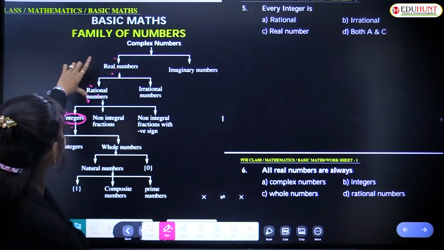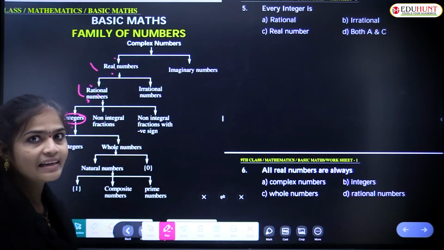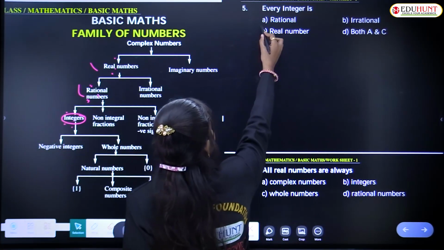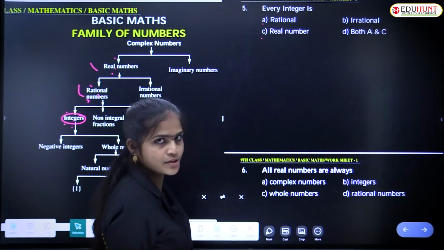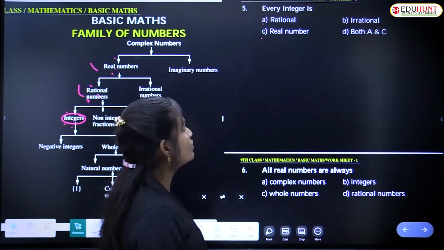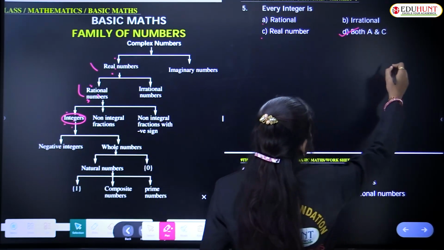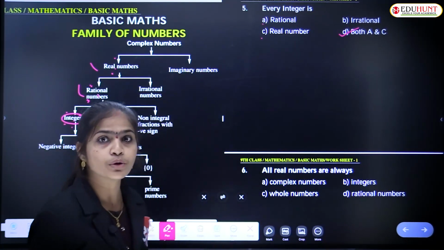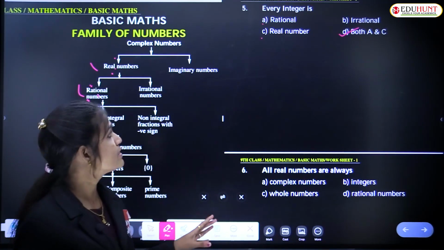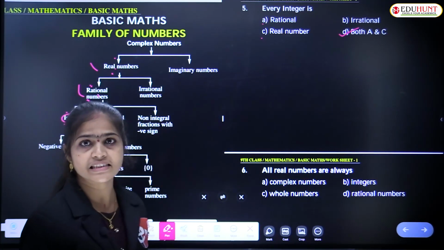So which two options are correct? Rational numbers and real numbers. Those two options, A and C, are correct. But this is a single correct answer, no? So that's why they gave option D. In option D what did they give? Both A and C. Okay, so that's why option D is correct.